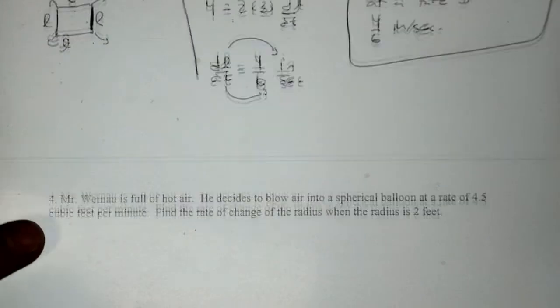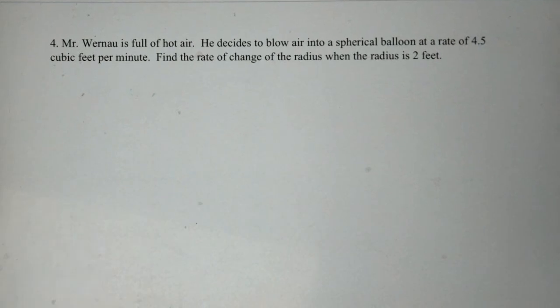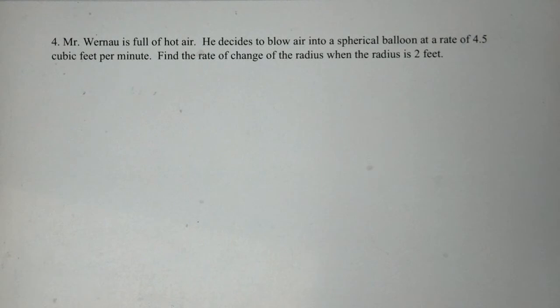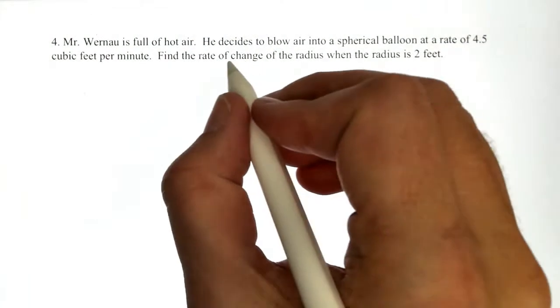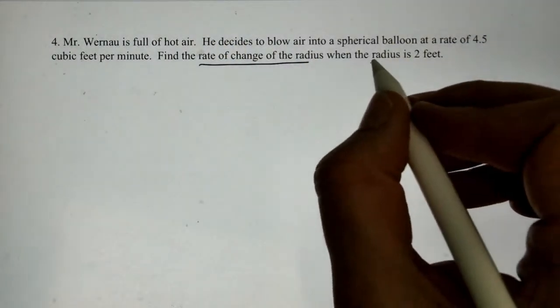All right. So next example. Mr. Warnow is full of hot air. He decides to blow air into a spherical balloon at a rate of 4.5 cubic feet per minute. Find the rate of change of the radius. So look what we're trying to find here, dr/dt, when the radius is 2 feet.